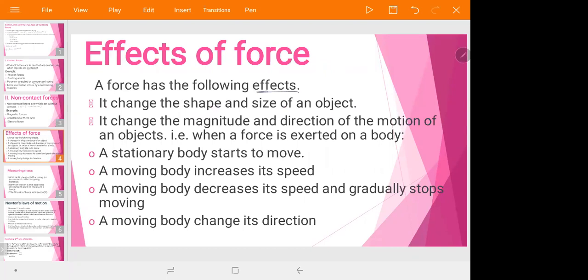For example, change in shape and the size of an object. That means deformation. Deformation can be permanent or temporary. Okay? Deformation can be permanent or temporary.